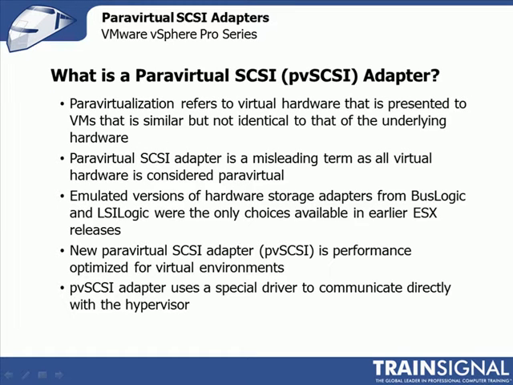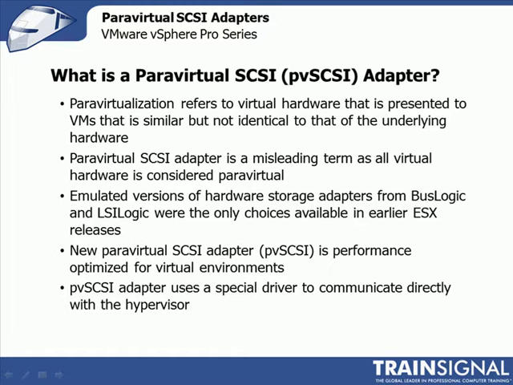Paravirtualization refers to virtual hardware that is presented to VMs that is similar but not identical to that of the underlying hardware. Paravirtualization uses a special operating system driver to communicate with the hypervisor. The paravirtual SCSI adapter is a misleading term, as all virtual hardware is considered paravirtual because the hypervisor presents certain virtual hardware to a VM and does the translation to the actual hardware in the VM kernel.